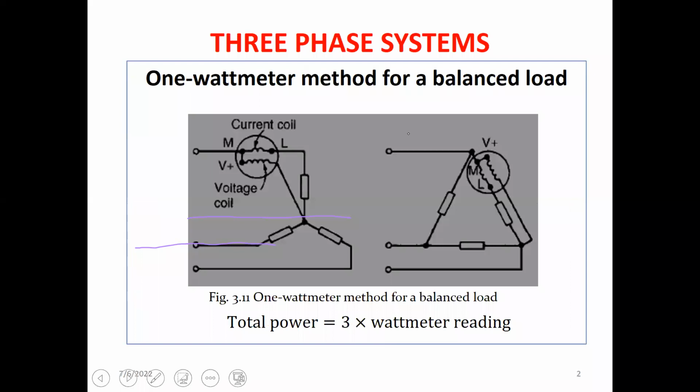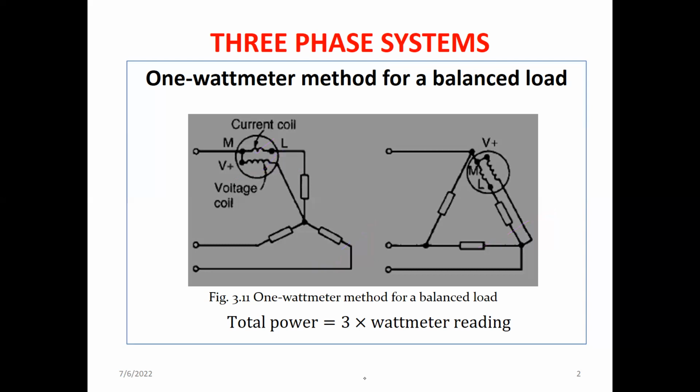The power connection of a one-wattmeter method: we have a current coil, then we have a voltage coil, then we have M, V plus, and L. This is a one-wattmeter for either a star connection, sometimes known as a T, or a delta connection. This is for a balanced load.